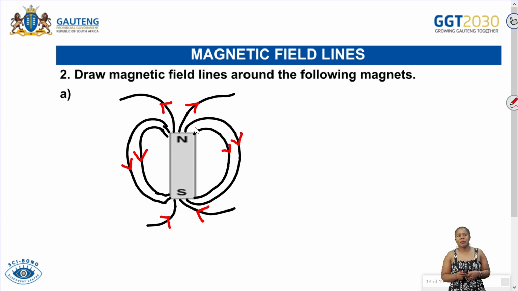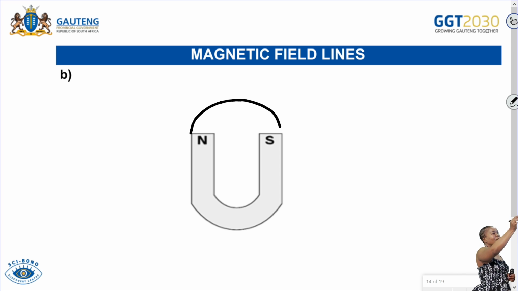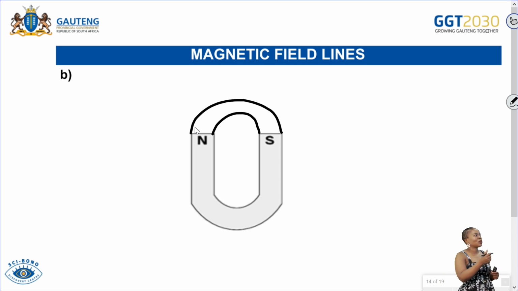Okay, this one is a bar magnet, and we have your U-shaped, your horseshoe, and this one steel. Okay, let's draw 2 on this one. Remember, less is more, so that you don't end up making mistakes when you are drawing it. So it's from your north to the south, from your north to the south.